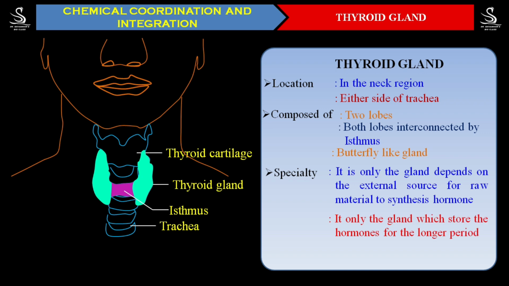Another speciality is that it is the only endocrine gland which is able to store the synthesized hormones. Actually, hormones are short-lived, but this is the only gland which can produce hormones that can be stored inside it for a longer period. And it is a highly vascularized gland. These are the specialities of the thyroid gland. This gland produces three hormones: T3, T4, and thyrocalcitonin. We will understand all these three hormones in detail.